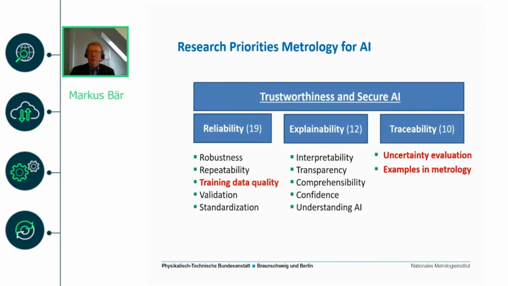For future research priorities, consequently, trustworthiness, security, and contributing to quality infrastructure were mostly cited. The training data quality featured high in the column on reliability, which in general seemed to be the most important concern for metrology institutes. I will not say much on explainability today, but certainly traceability with the uncertainty issue is a main concern, and examples in metrology should be identified and are important to put this area forward.